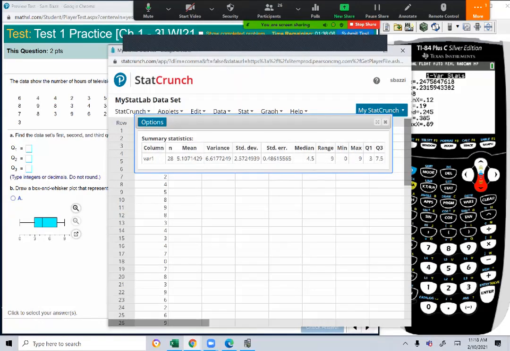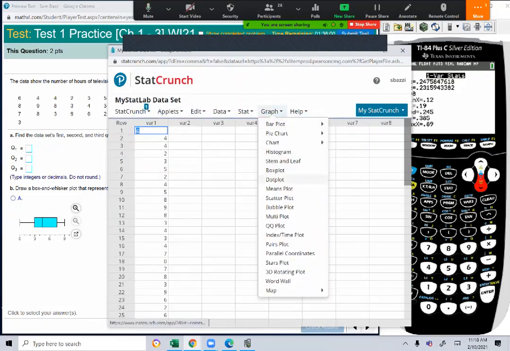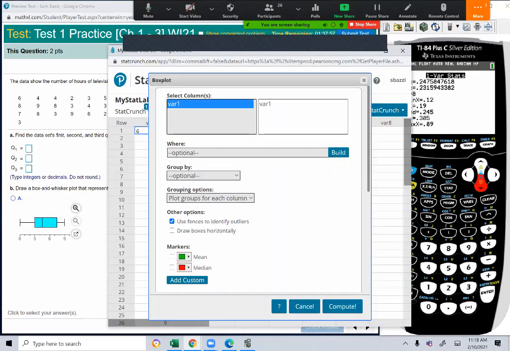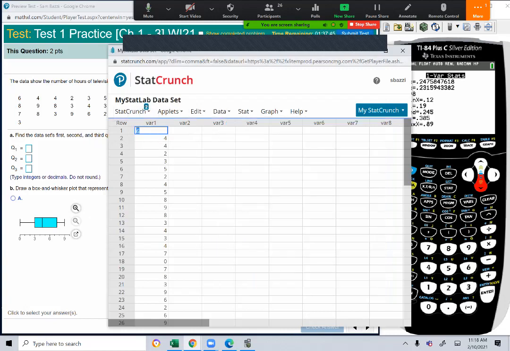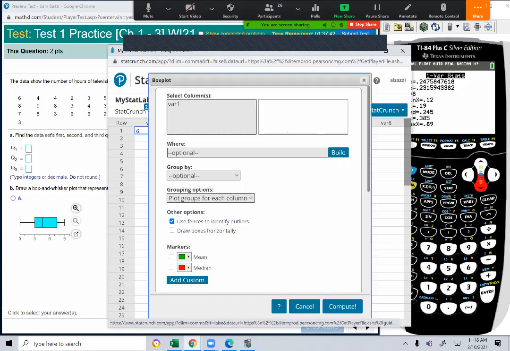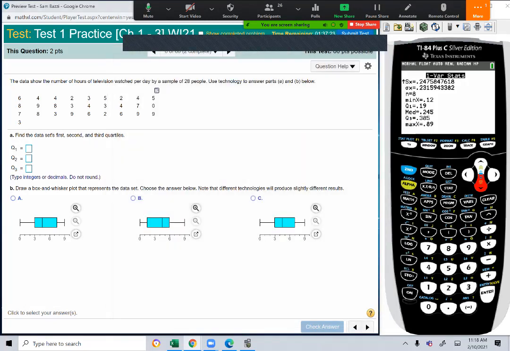Now you want to do a histogram, a box plot. Let me show you. You just go to graph and just do a box plot. Variable 1. And you just compare and see which one matches with that one. That gave me a vertical one. Let me show you if you can do a horizontal one just to match with what he's doing. Let me just check. Yeah, draw boxes horizontally. Oh, I didn't select the variable. You have to select the variable that you're using. And here you go. You can match it with the figure with the correct answer.